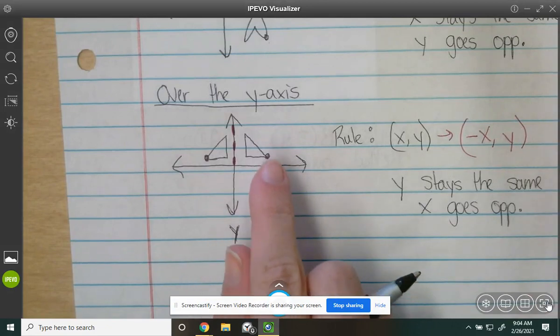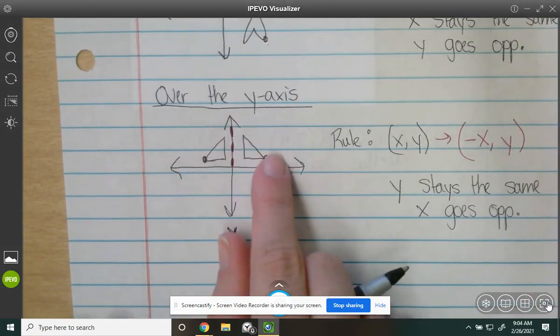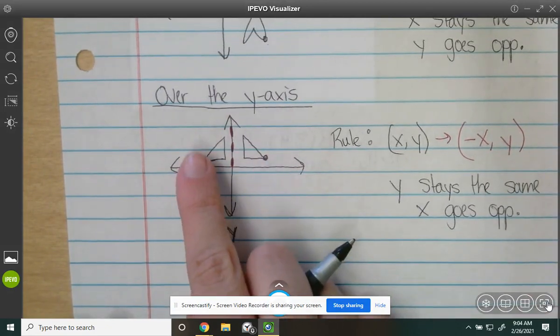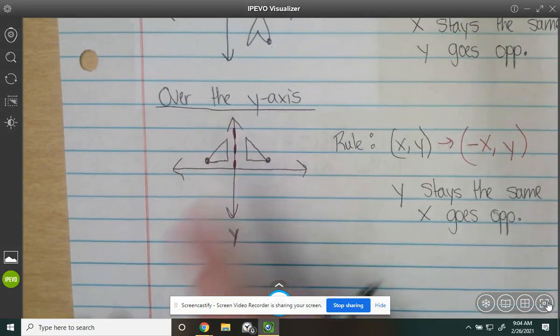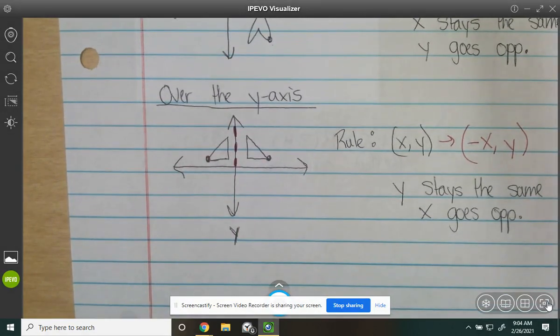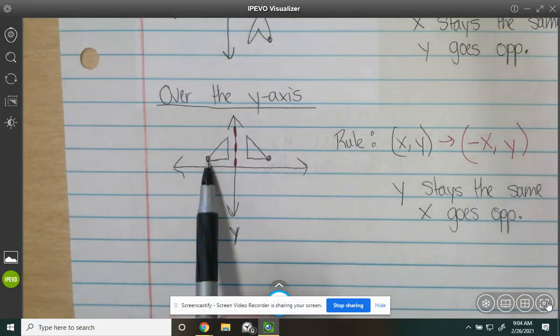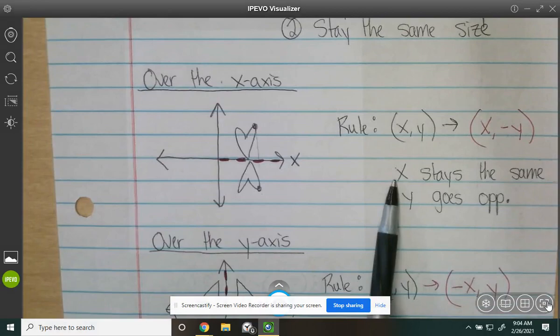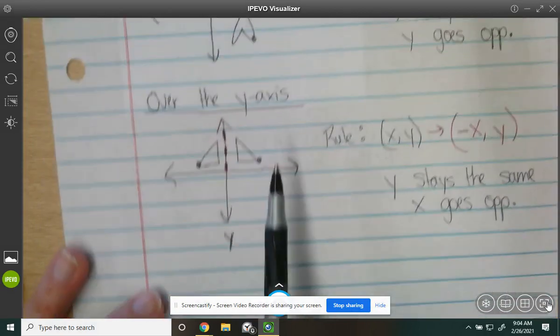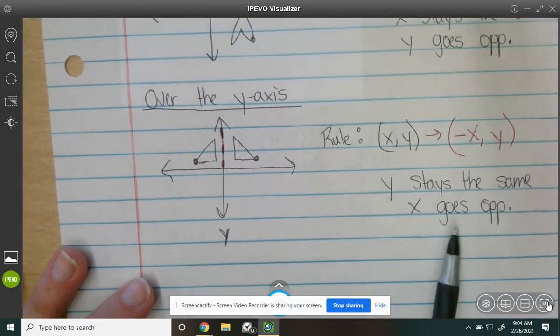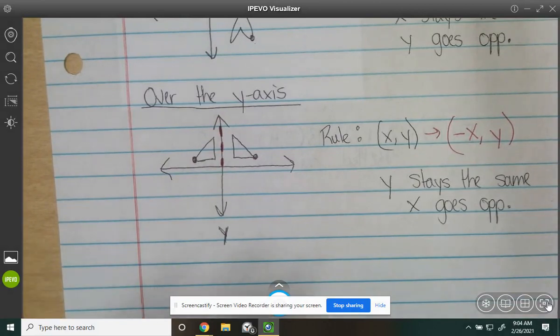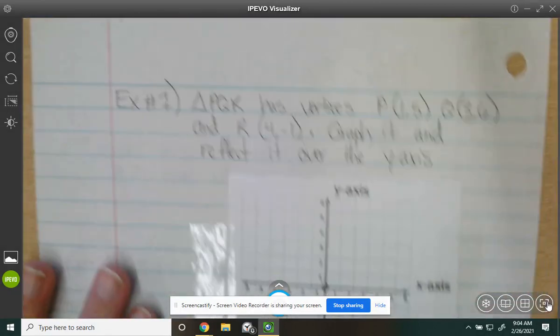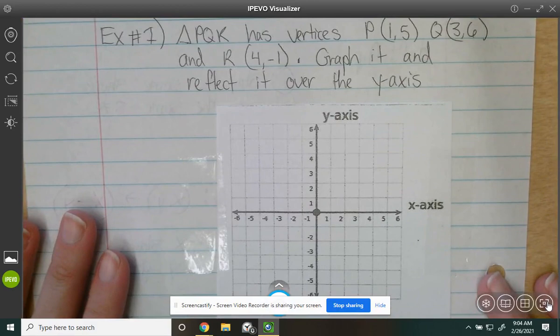Okay, and that's just depending on where you start. If we started with this one and reflected it this way, then it would be negative, which means it would become a positive x. So x-axis, x stays the same, you flip this one. Y-axis, y stays the same, you flip that one. So let's do some practice. Go ahead and write that down.